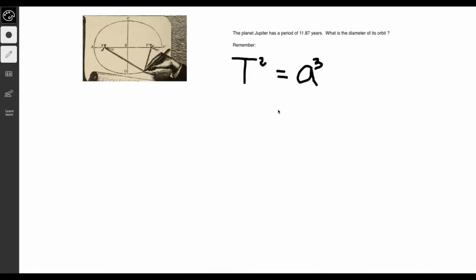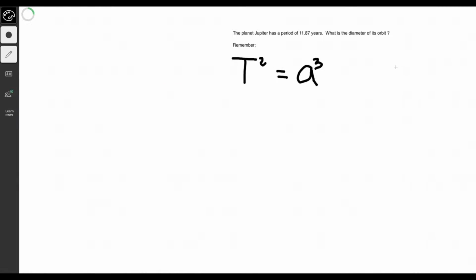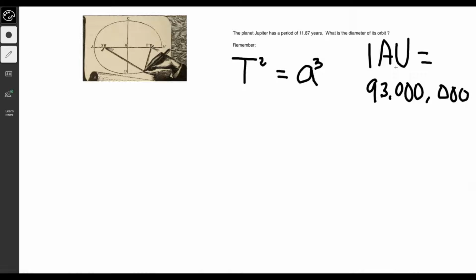Now, just keep this part in mind as well. The Earth is 1 astronomical unit away from the sun, and 1 AU is equivalent to 93 million miles. You should know this already by this point in the course. We are 93 million miles away from the sun, and that's considered 1 AU. So we're going to solve for the number of AUs Jupiter is away from the sun.